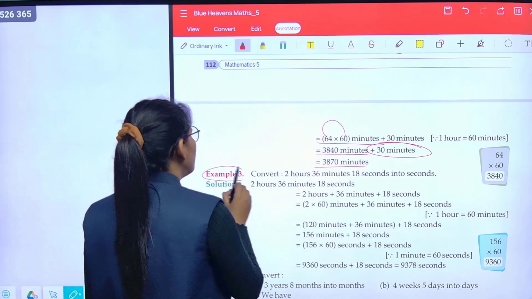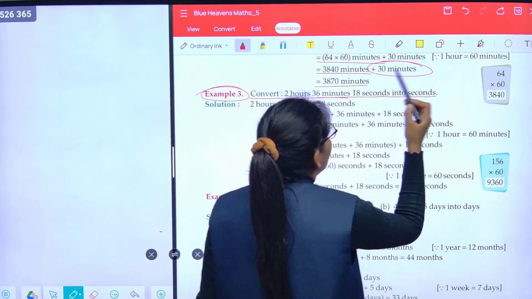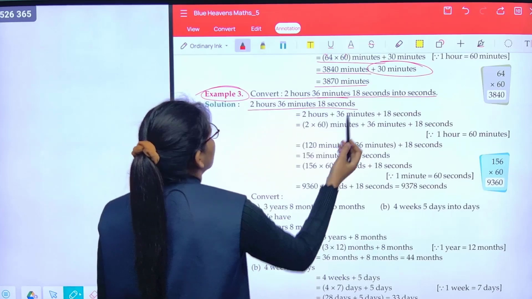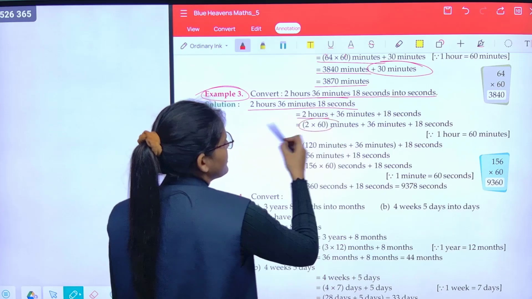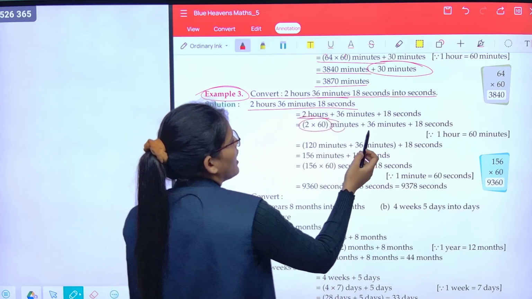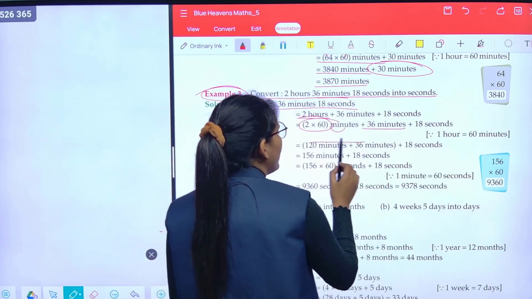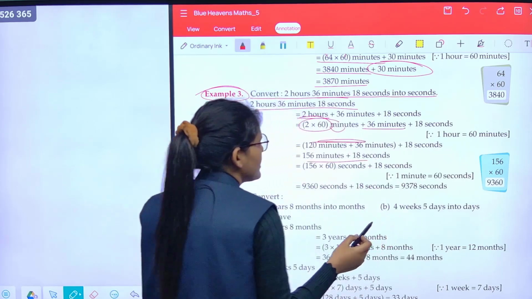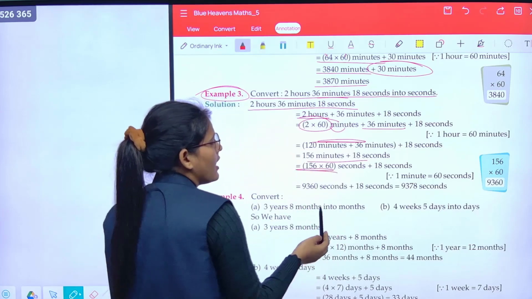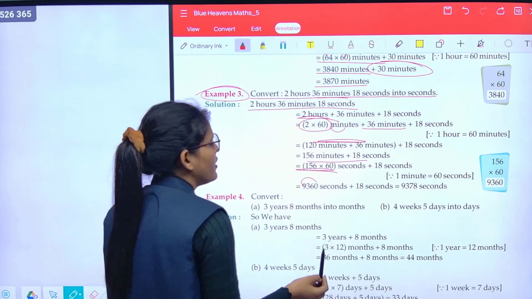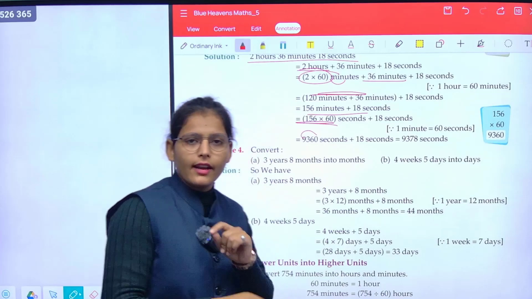Okay, now example number 3, convert 2 hours 36 minutes 18 seconds into seconds. 2 hours हमने 60 से मल्टीप्लाई किया, उसको मिनट्स में चेंज किया, then 36 minutes plus 18 seconds. नाउ मैंने उसको ऐड किया, 156 minutes plus 18 seconds, now multiply by 60, so 9360 seconds plus 18 seconds, 9378 seconds.